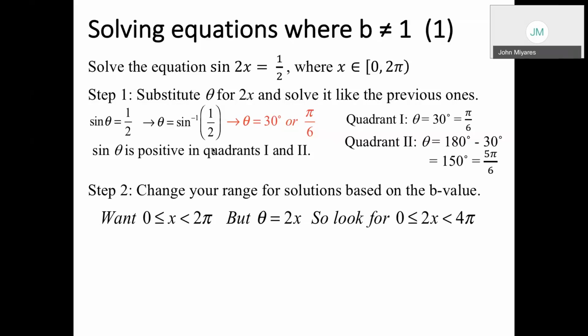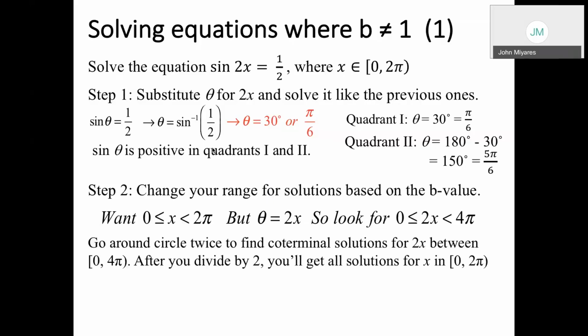Well, why 0 to 4 pi? I'm going to divide all of those answers by 2 to get my answers for x. So ultimately what this means here is I need to go around my unit circle twice because of the b equals 2 to find an extra set of coterminal solutions to this equation, which will ultimately fall between 0 and 2 pi. But once I divide everything by 2, the results are all going to fall back between 0 and 2 pi.